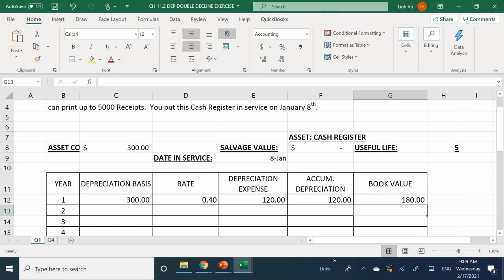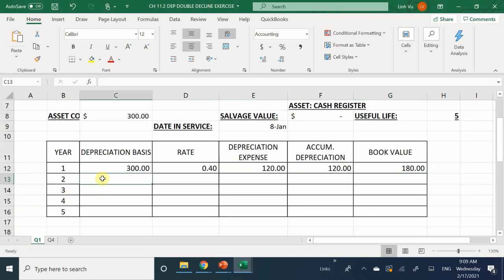So what is going to be my beginning of the year book value for year 2? 180, because we solved it here. That's the end of year 1, which makes it the beginning of year 2. And since we know this rate, 40%, stays constant, I can safely assume that for all the years it's going to be 40%.